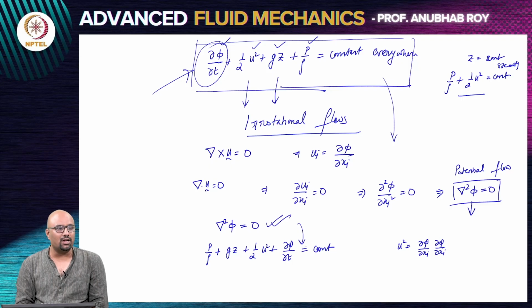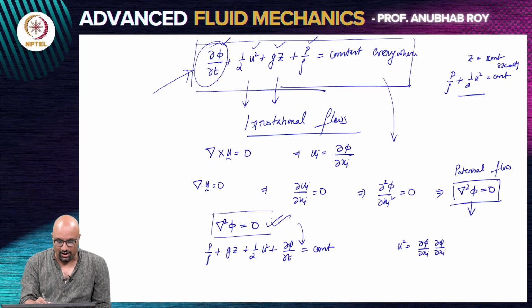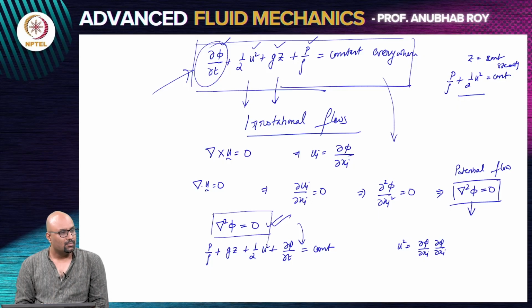Significant simplification of a governing equation. All you need to solve for is the velocity potential. Once you know the velocity potential, you know the velocity field, and then you can find what the pressure field actually is. You do not need to solve for them simultaneously. So, potential flows are flows which will basically have 0 vorticity and it is also incompressible.